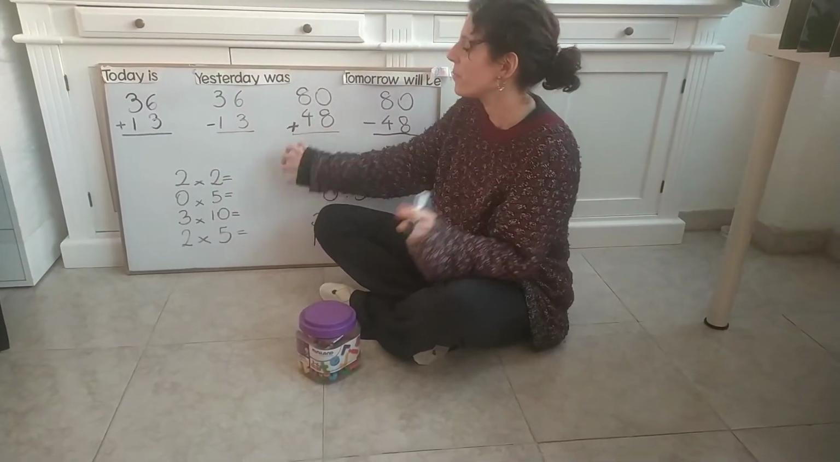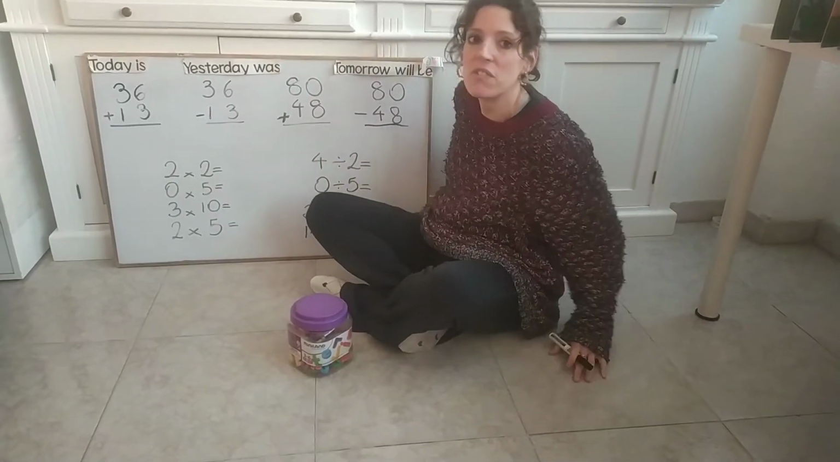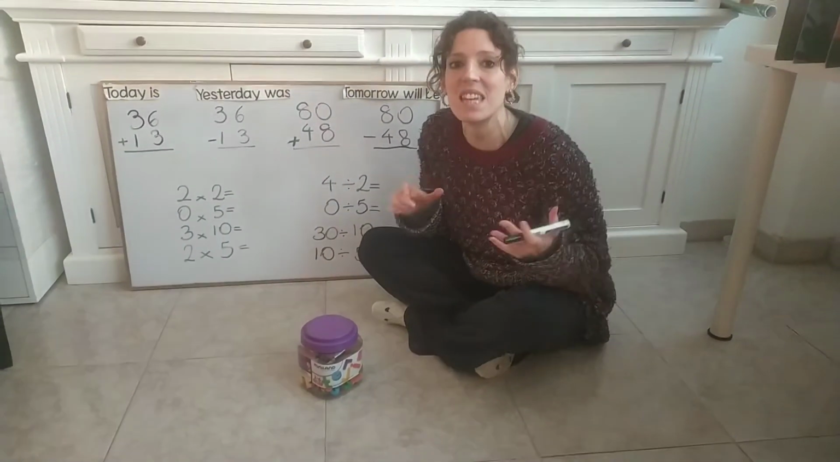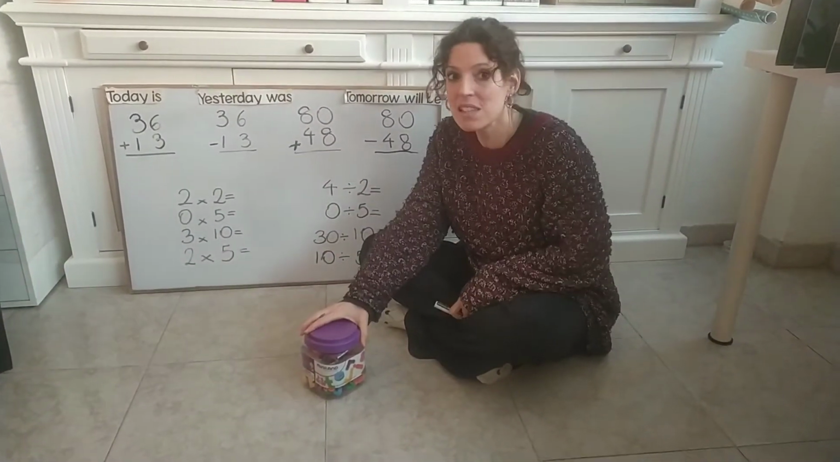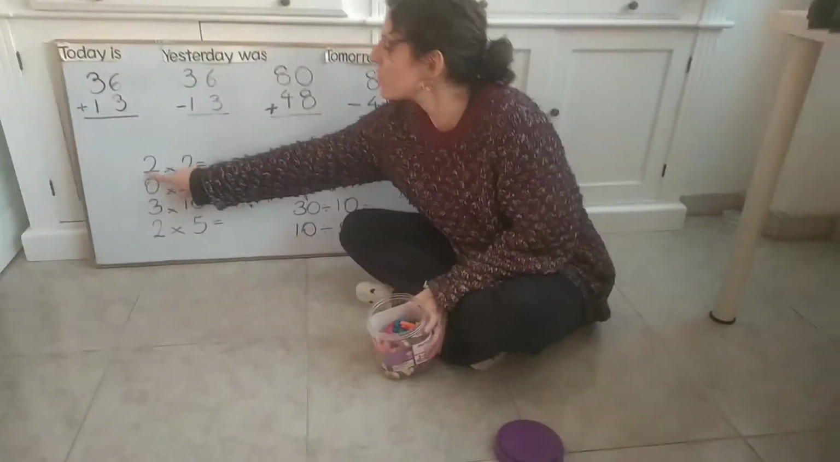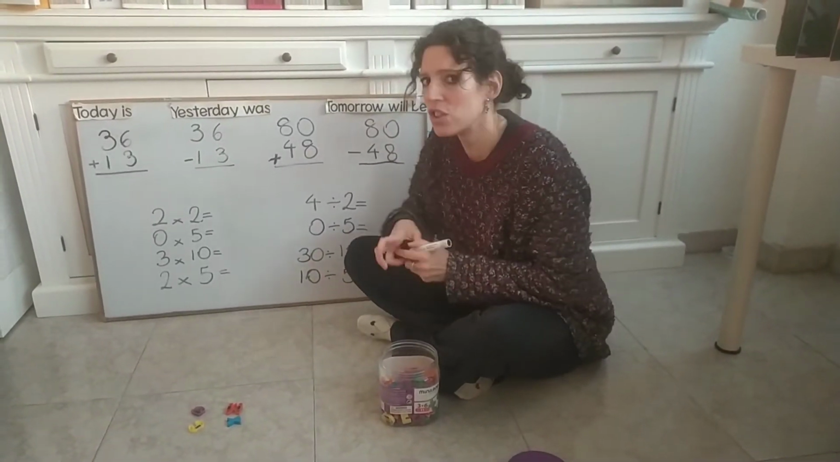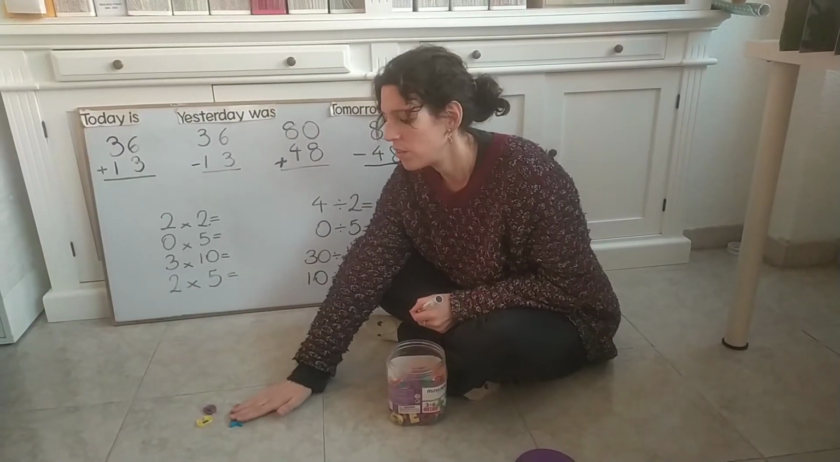Let's have a look. I thought today we could start again with the multiplication and the division because I want you to start seeing that there is a pattern. Maths is all about patterns. So, let's get started. 2 groups of 2. 1 group of 2, 2 groups of 2. How many do I have? I have got 2, 4.